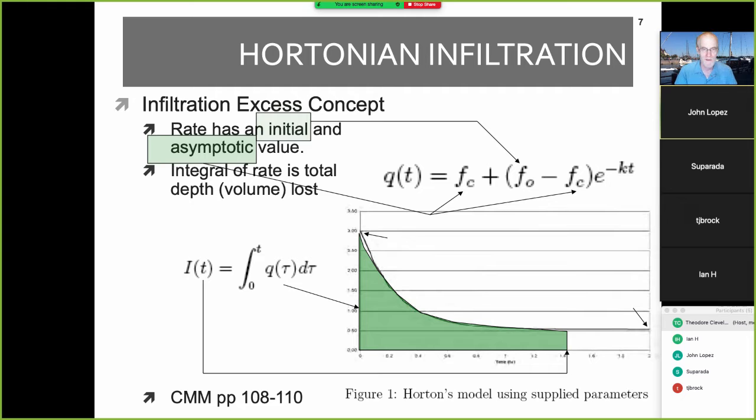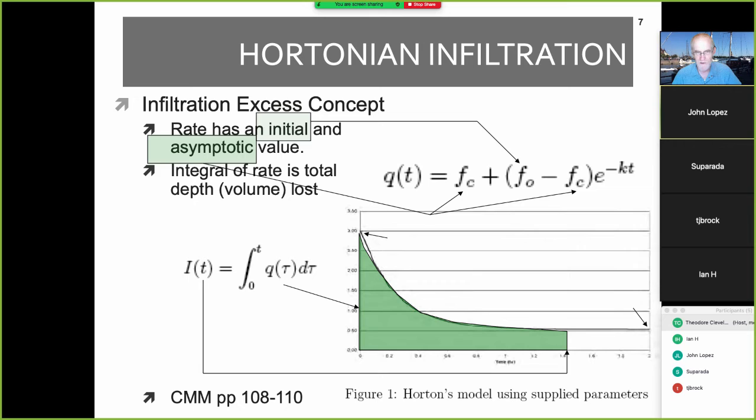And the usual representation of Hortonian flow is Horton's model, which looks like the equation that's on the screen right now. If you look in Chow, Maidment and Mays on pages 108 to 110, this particular model is described in some detail. So the rate equation is shown here. I'm using lowercase q to represent an infiltration rate, inches per hour, millimeters per hour. That has a rate type unit.